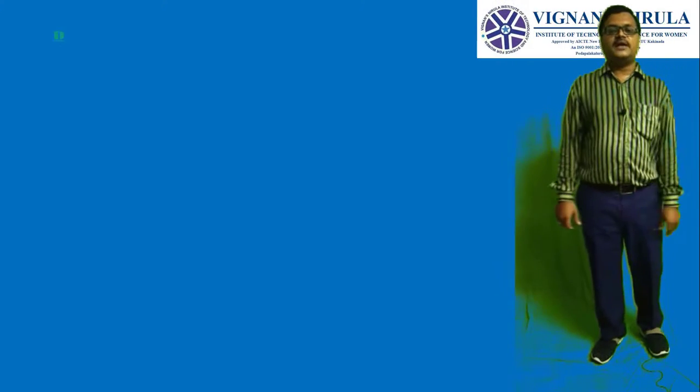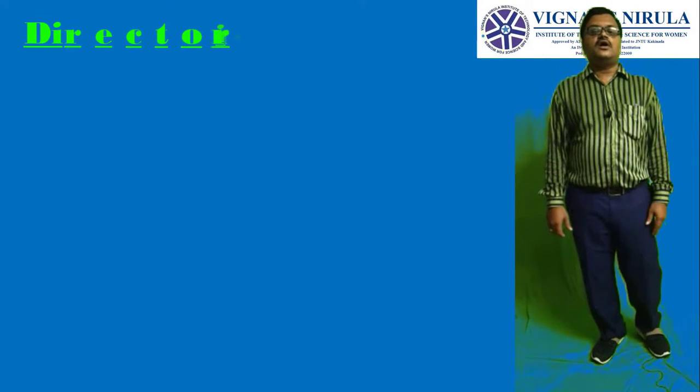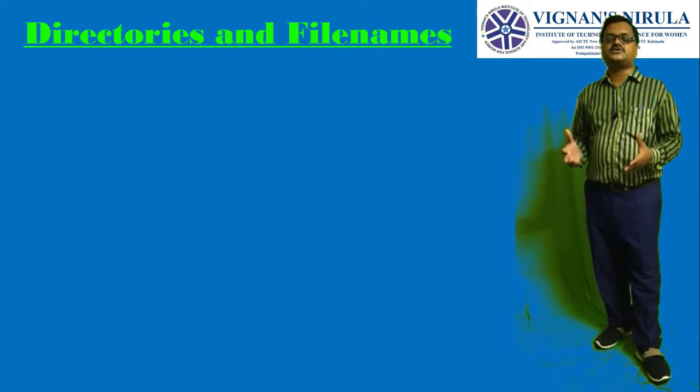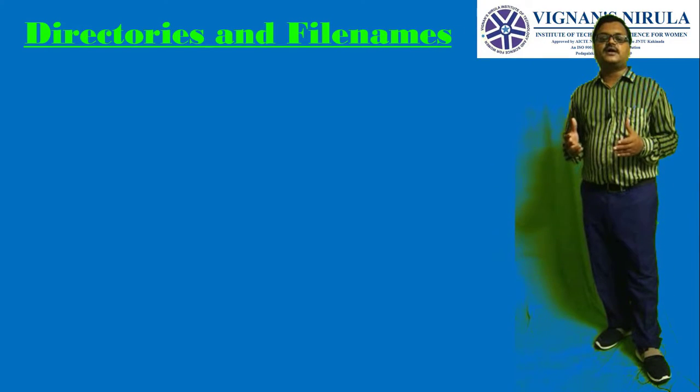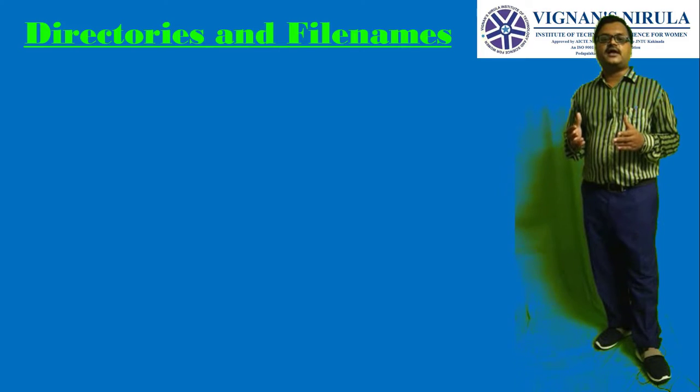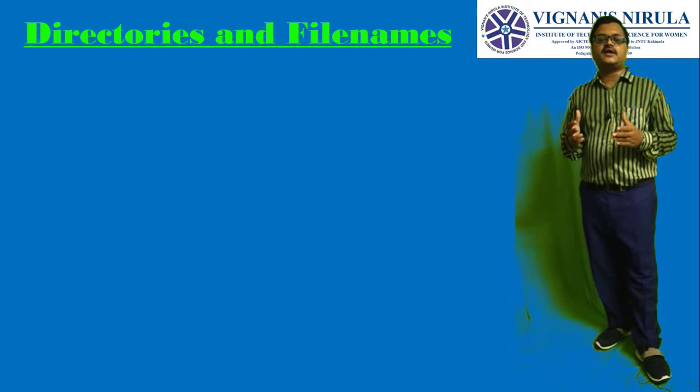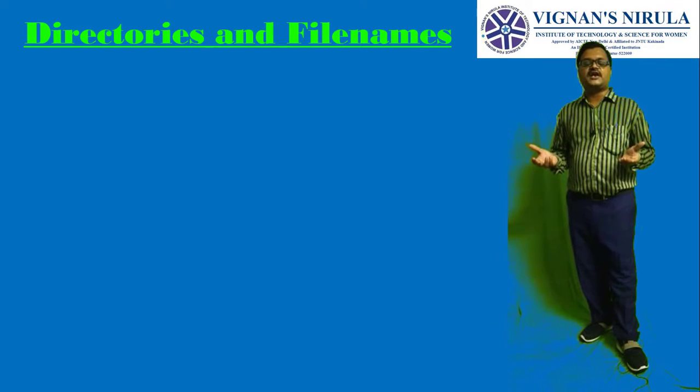Okay. So next topic is files and directories. In this we will discuss files and directories. So what are files and directories? A file is nothing but a sequence of bytes, and each character is 1 byte long.